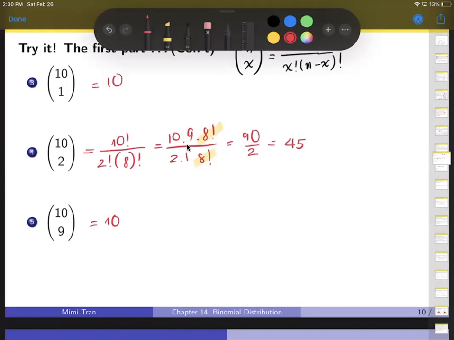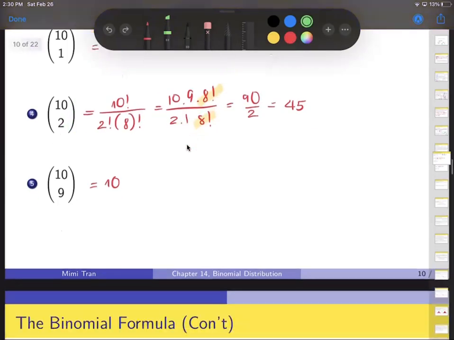Or you can use a calculator, right? 10 choose 2. Again, math, probability, number 3. On the exam, you don't have to show me all this work here. Just 10 choose 2, give me 45, right? Use your calculator. Okay.